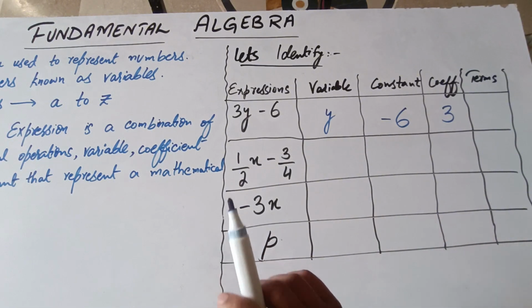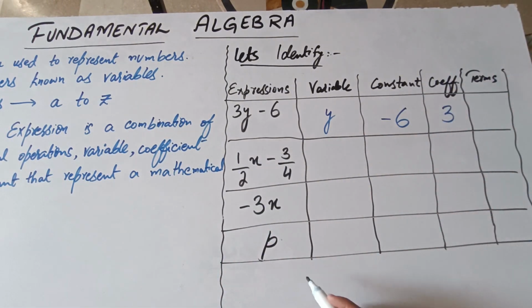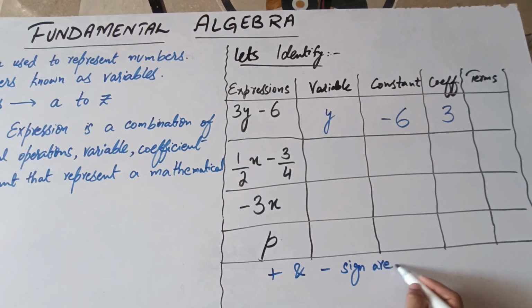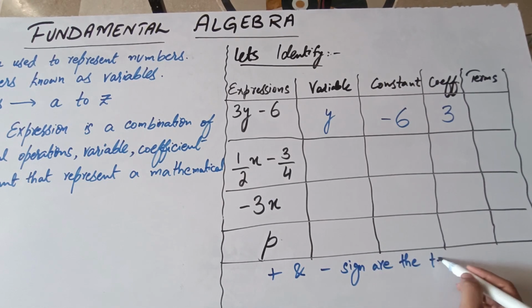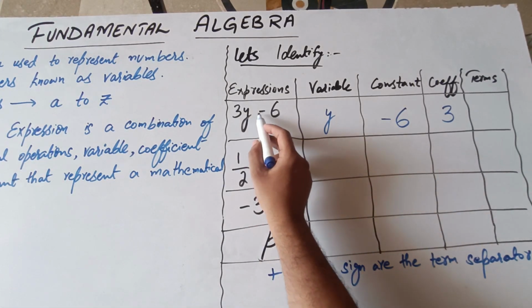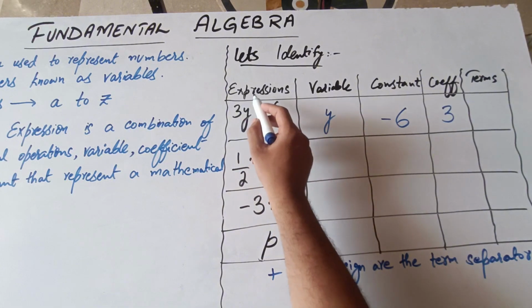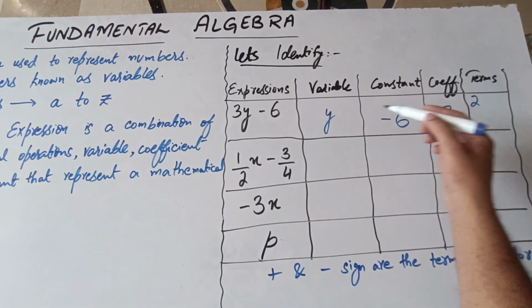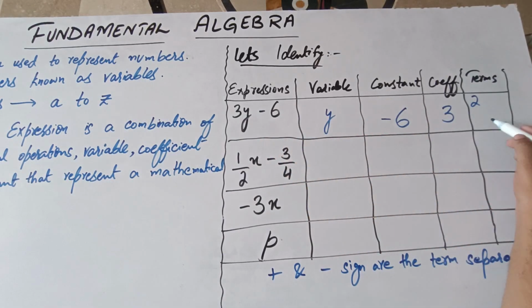How many terms are there? Plus and minus signs are the term separators. Keep this in your mind. They separate the terms and tell us how many terms there are in an expression. As you can see, there is only one negative sign, so there is a first term and a second term. How many terms are there? 2 terms. If asked to identify those terms, you will say 3y is the first term and -6 is the second term. So these are the 2 terms.